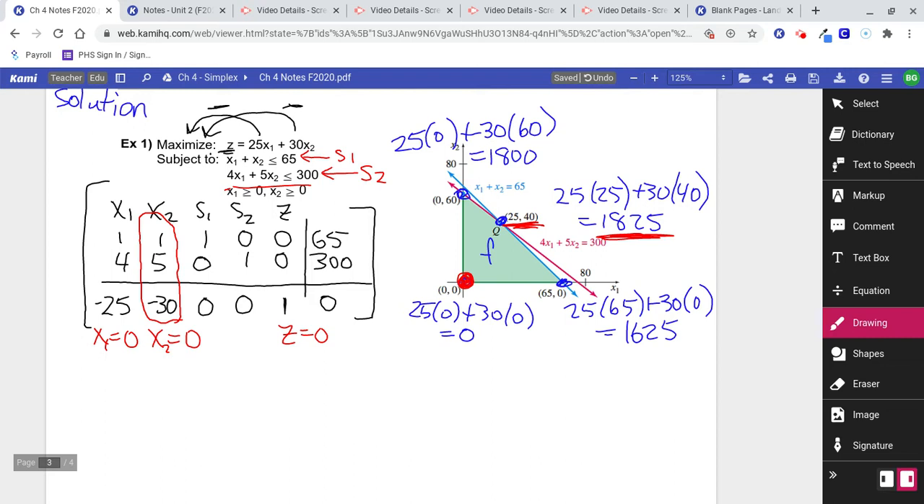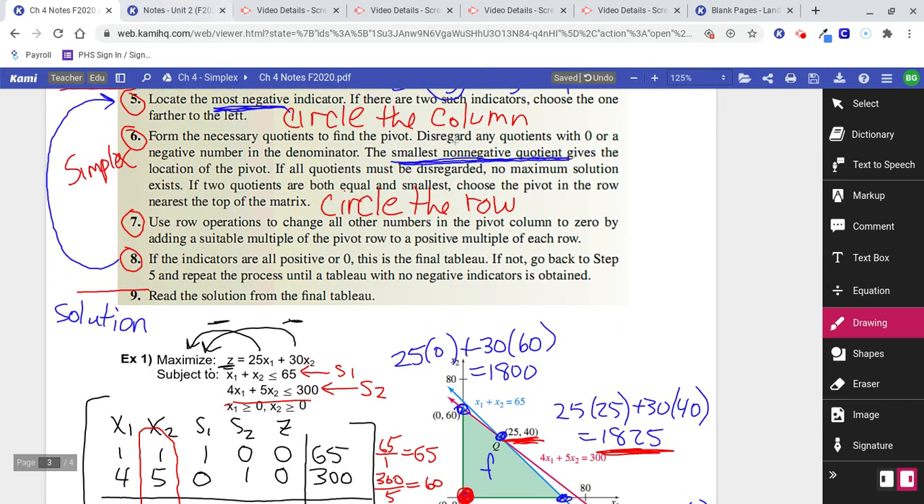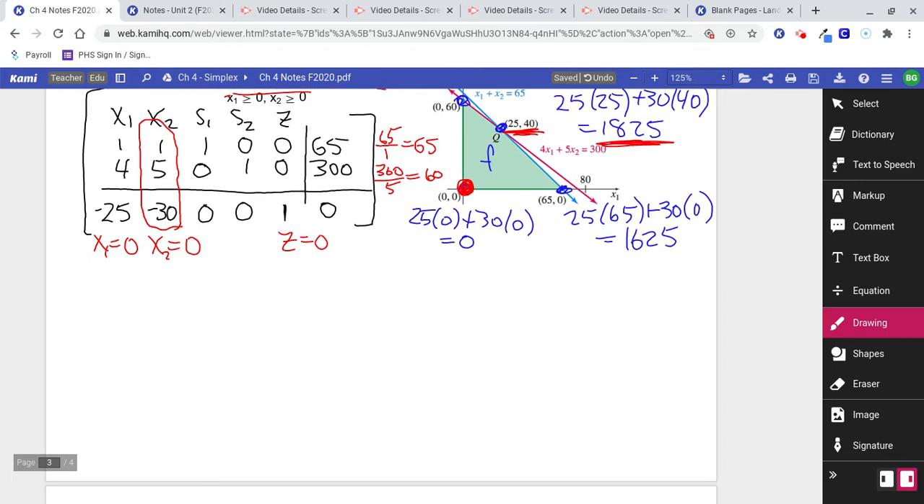Now, it talks about quotients in that next step. Form the necessary quotients. Well, we see the numbers that we've circled. This number 1 forces me to look at this 65. And so we're going to go 65 over 1 is 65. And then this 5 makes me look at the 300. I'm going to form a quotient 300 over 5 equals 60. Okay? So remember what it said. It said the smallest non-negative quotient. So whichever one's smaller. Smallest non-negative is that 60 right there. So that's the one I want. Circle that row.